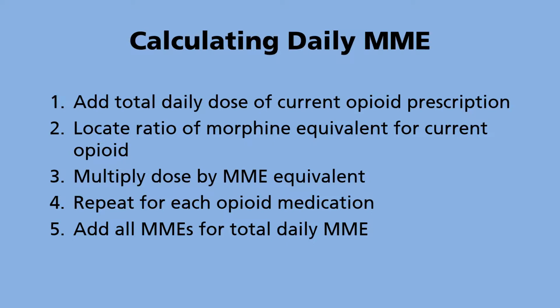To calculate the daily MME, follow these 5 steps. Simply add the total daily dose of the current opioid prescription, locate the ratio of morphine equivalent for the current opioid, multiply the dose by the MME equivalent, and repeat for each opioid medication. Then you add all the MMEs for the total daily MME.